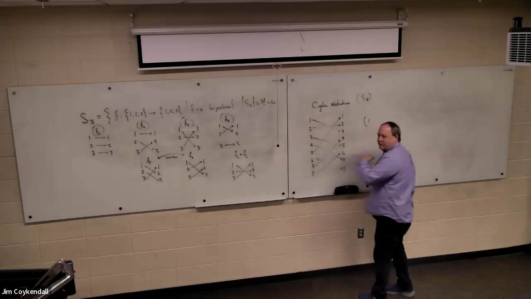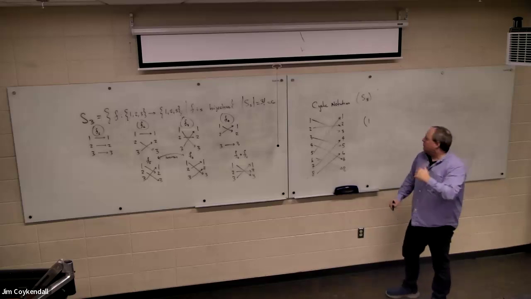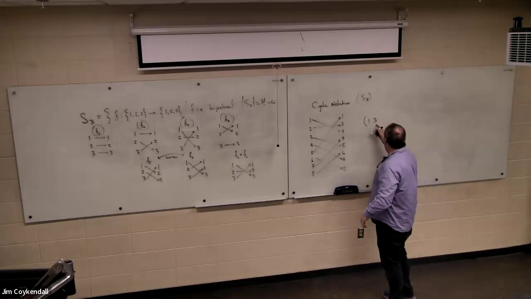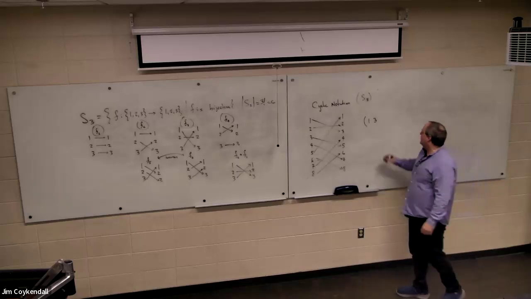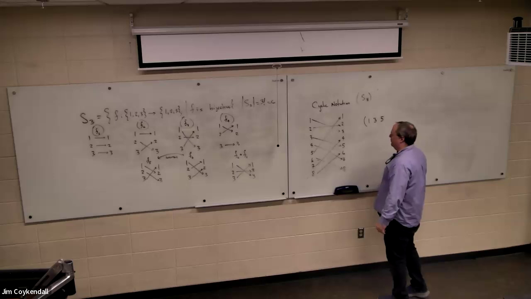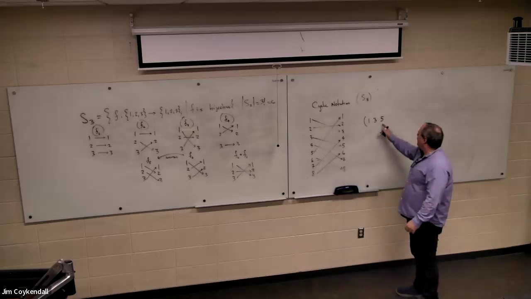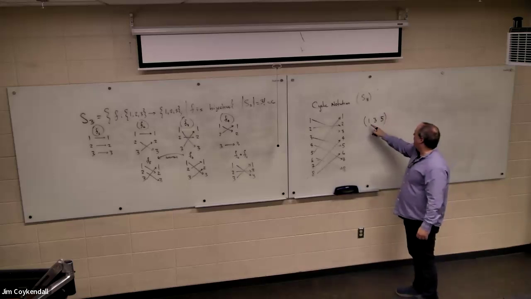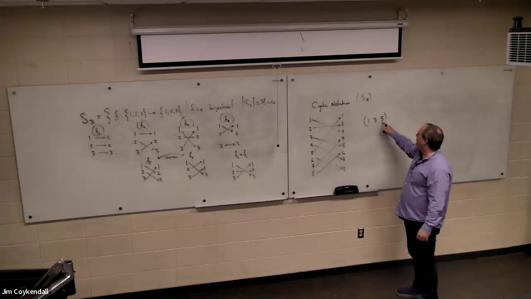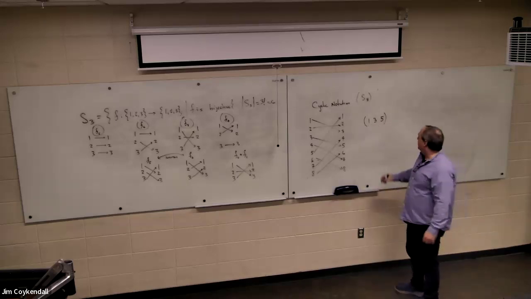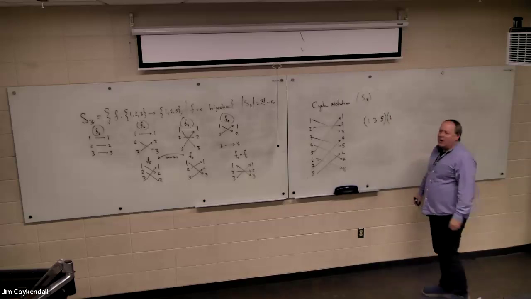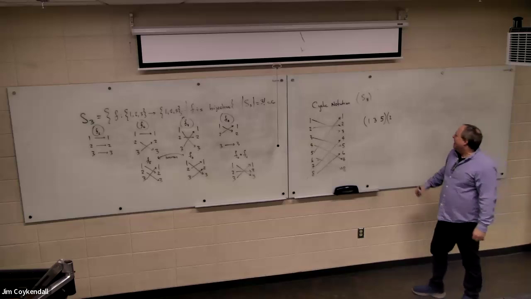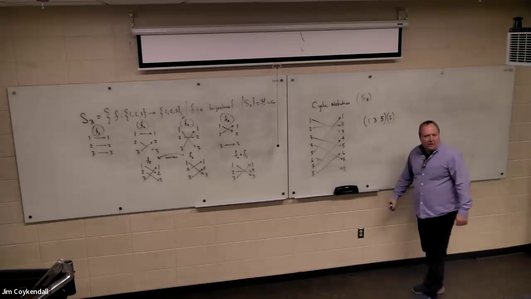Where does 1 go under this map? Goes to 3. Okay, pick up where you left off. Where does 3 go? 5. Pick up where you left off. Where does 5 go? Back to 1, right? So we close the cycle. This means 1 goes to 3, 3 goes to 5, 5 goes to 1. This is how this function works. The next number that is not accounted for is 2. Where does 2 go? It goes to itself. So I'm just going to close it off there.